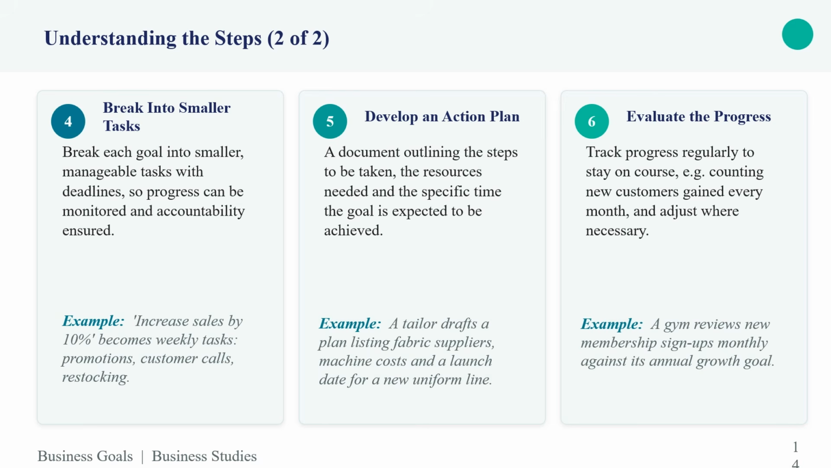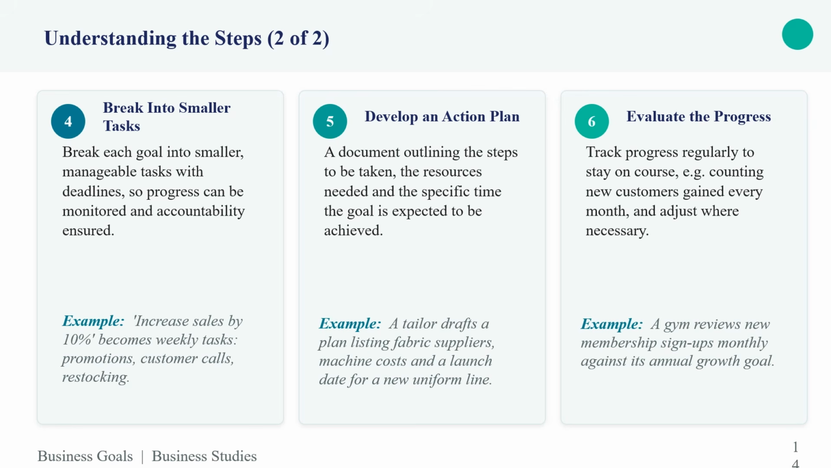Break into smaller tasks. Break each goal into smaller manageable tasks with deadlines. Okay, you need to put deadlines on those tasks. Usije wafanya tu na hujui hii itaisha lini, otherwise you won't achieve anything. So progress can be monitored and accountability ensured. So increase sales by 10% becomes a weekly task. Promotions, customer calls, restocking will be part of those tasks.